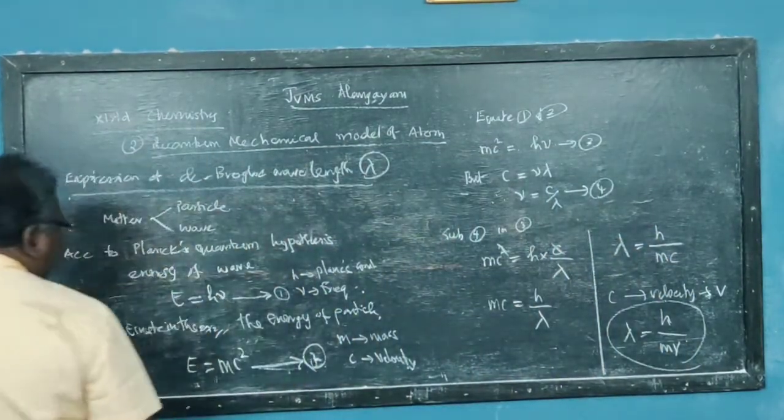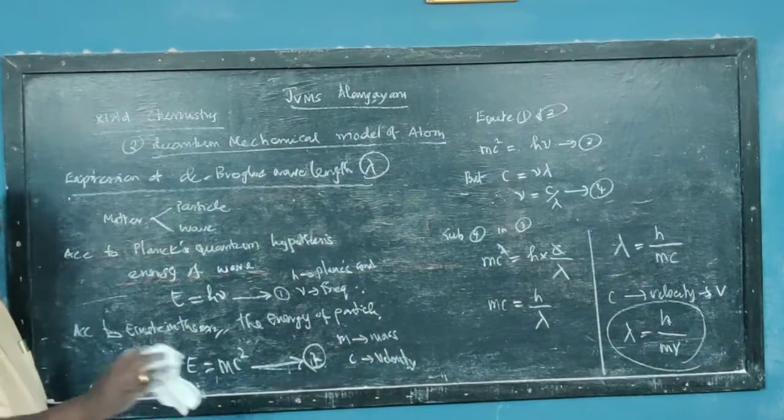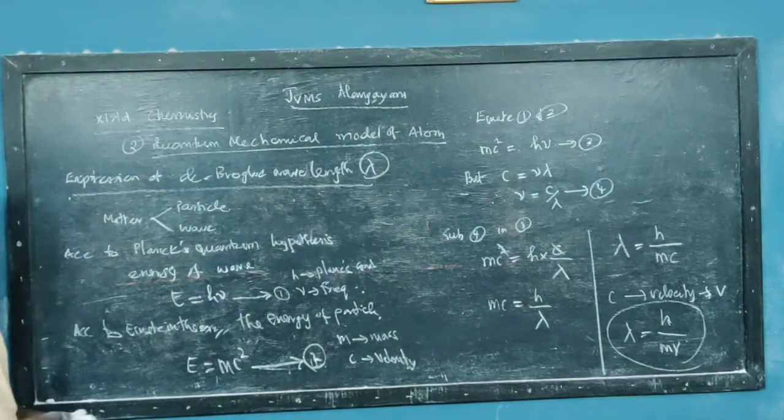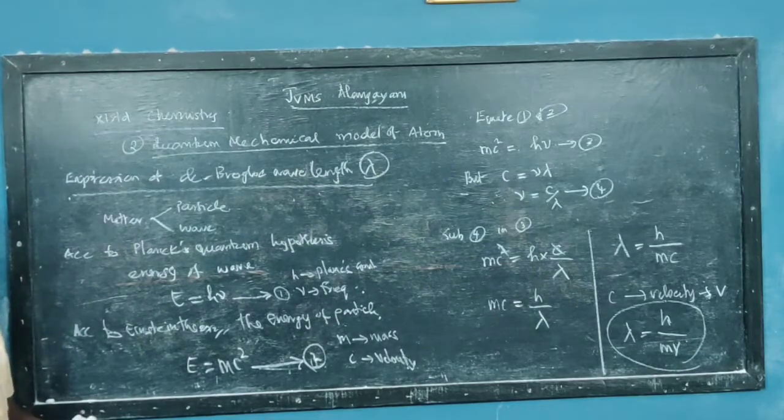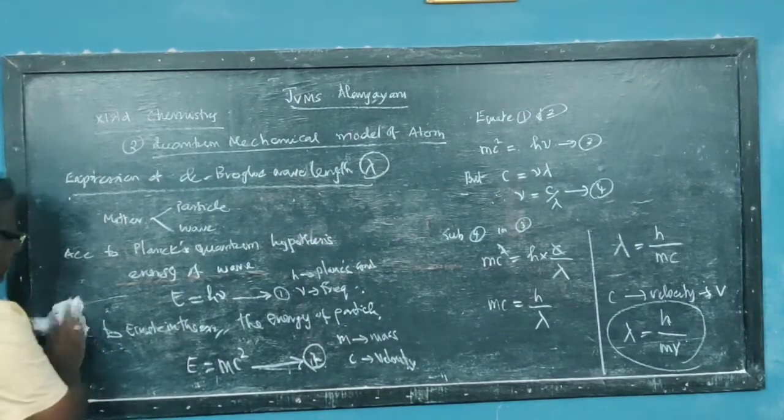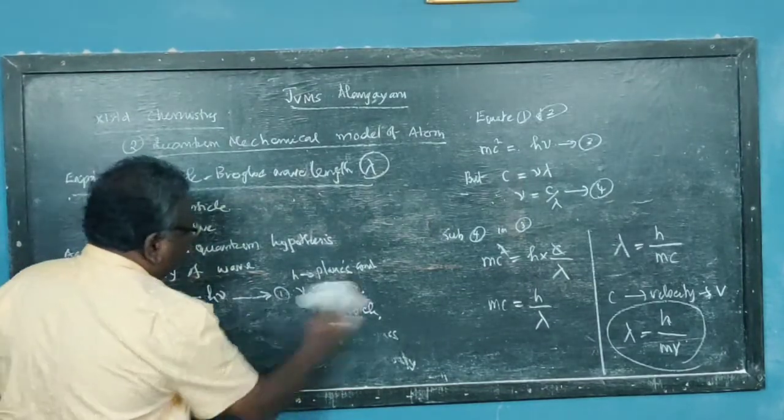This de Broglie wavelength is good only for microscopic particles. It is not measurable for bigger particles. If you take an iron ball or a big article and find the de Broglie wavelength for the wave associated with it, you cannot measure it, because it is very very small, right?